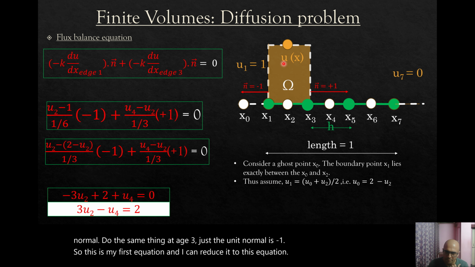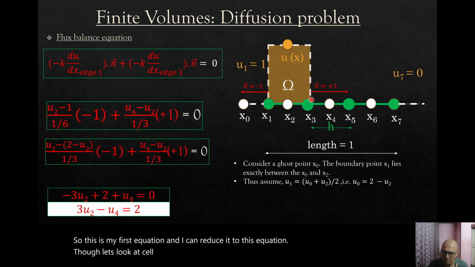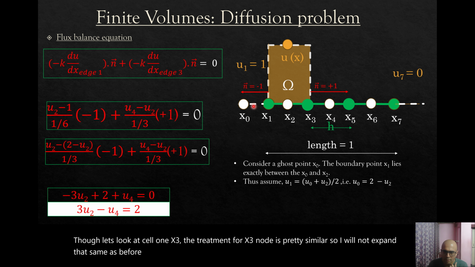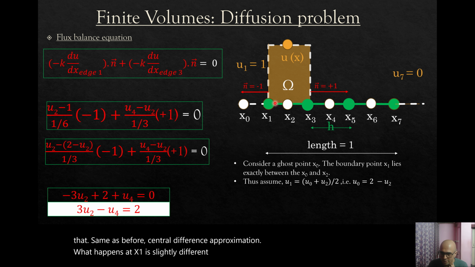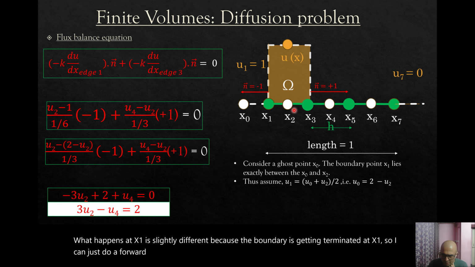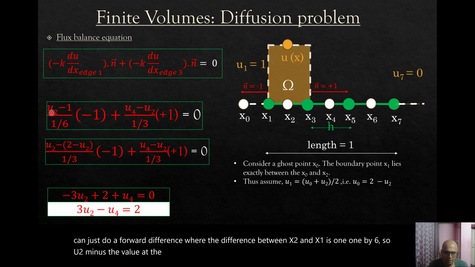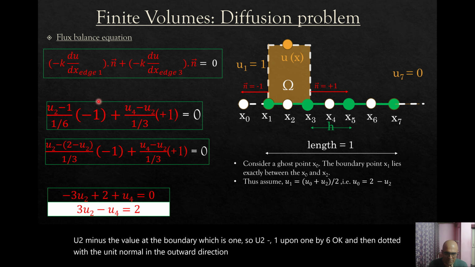Now let's look at cell 1. The treatment for the x3 node is pretty similar, so I will not expand that. Same as before, central difference approximation. What happens at x1 is slightly different because the boundary is terminated at x1. So I can just do a forward difference, where the difference between x2 and x1 is 1 by 6: u2 minus the value at the boundary, which is 1, upon 1 by 6, and then dot it with the unit normal in the outward direction. But this is order of h accurate.